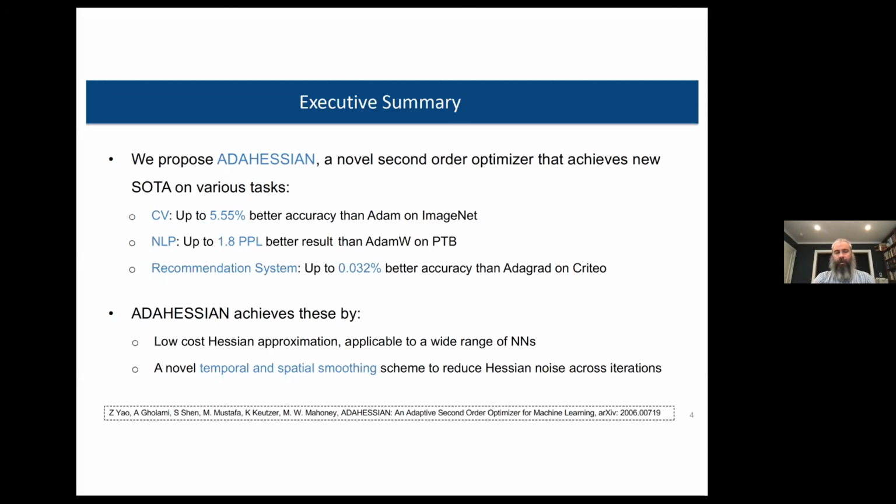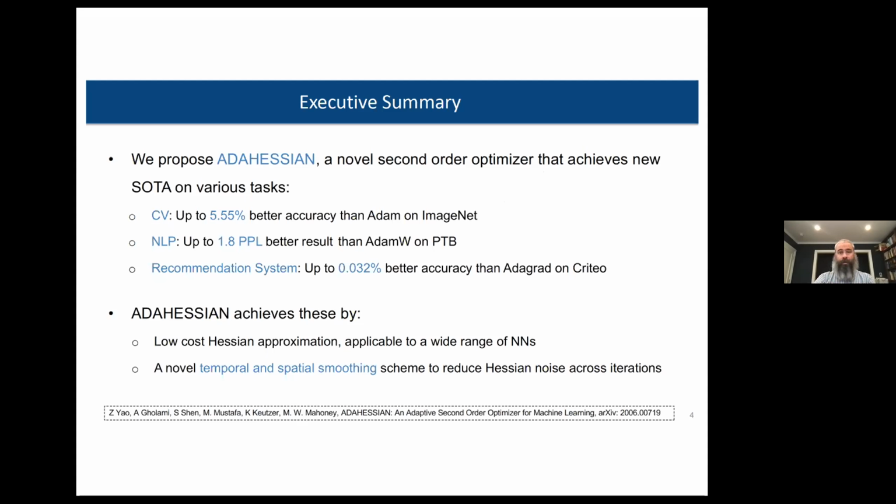So, a low cost diagonal approximation to the Hessian, and then good algorithm engineering, good performance engineering. A novel temporal and spatial smoothing, where we have to block things off in the right way to take advantage of the cache structure and so on. This will help reduce the variance and reduce the noise across iterations. So that's a summary: a second order optimizer that I think, in a fairly strong sense of the word, is state of the art in computer vision, state of the art in NLP, state of the art in recommendation systems.